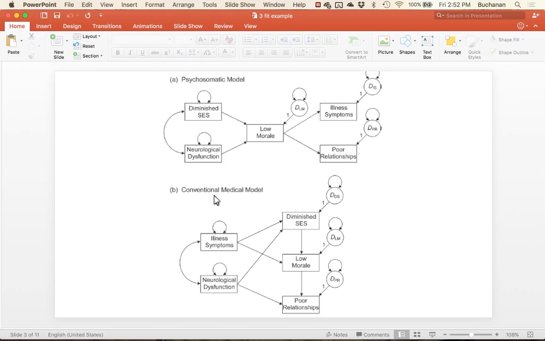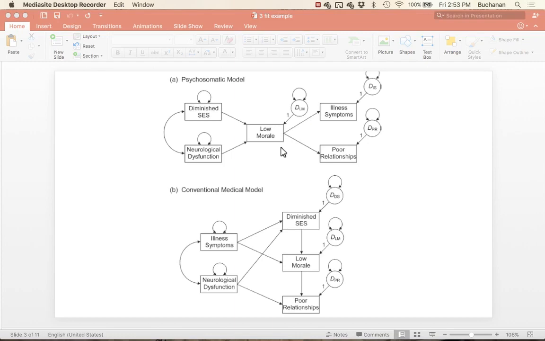Another way to think about this would be more of a conventional medical approach, where illness and neurological dysfunction predict lowered socioeconomic status, morale, and relationships. And so this is a different ordering and set of paths for these two models. In the lecture part of this video, we talked about nesting of models. So can I make this model be this model? Yes, it's a lot of changes, but you could. So I could take illness symptoms here and move it and add a path here to diminished SES.